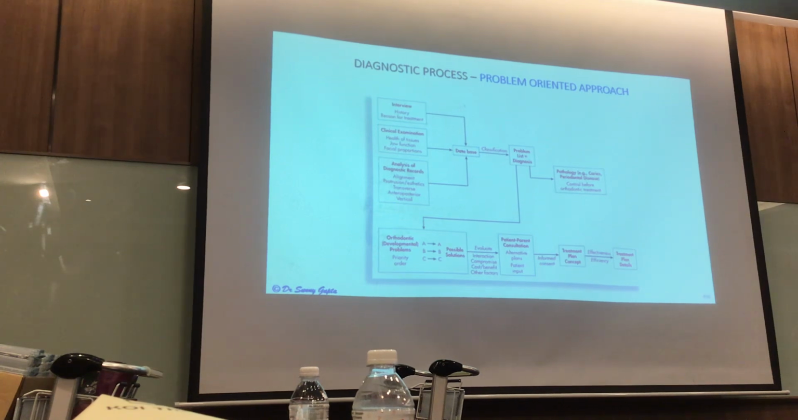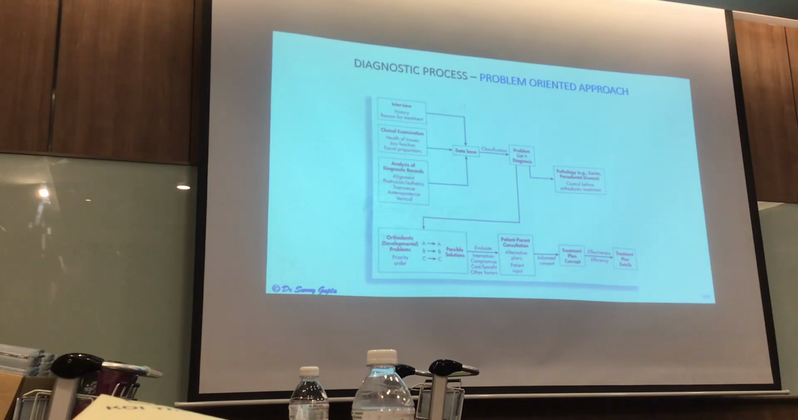Let's see. If the patient is a class 2 because of a prognathic maxilla and a retrognathic mandible, this is the problem, right? The maxilla is prognathic, the mandible is retrognathic. What is the solution to it? Do a surgery, cut the maxilla, put it back, cut the mandible, bring it forward. This is the solution. But are you going to do it? No. We are not addressing it. We know this problem, we are not going to address it.